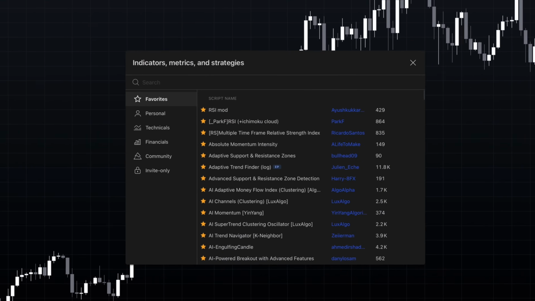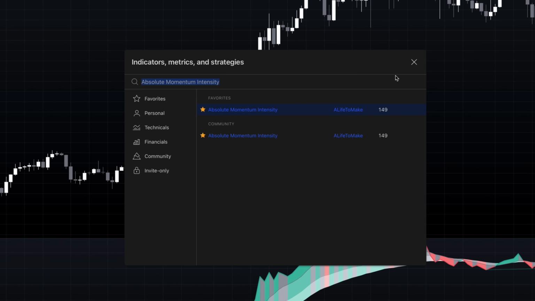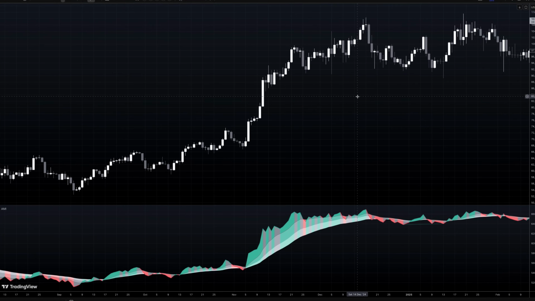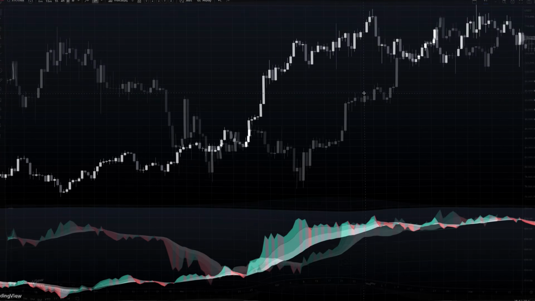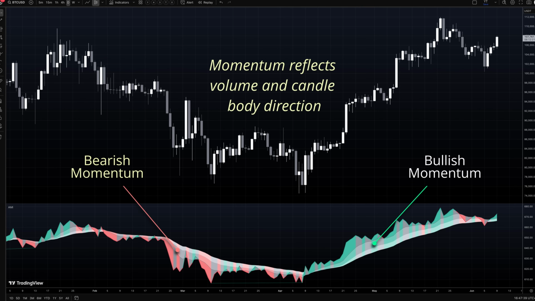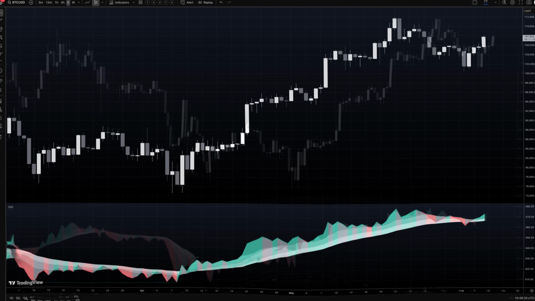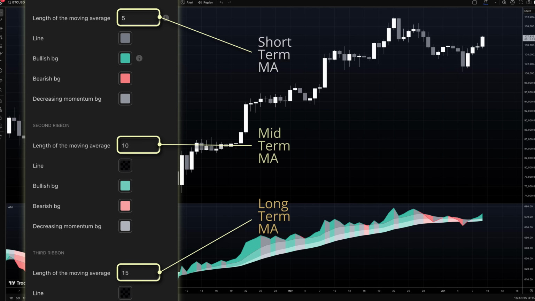Absolute Momentum Intensity V1.2 by A Life to Make blends volume-adjusted price action with directional bias to measure momentum strength and transitions. It calculates a custom momentum value by multiplying normalized volume with normalized candle body size, distinguishing bullish or bearish pressure based on candle direction. 3 layered ribbons, each a smooth moving average of this momentum, represent short, mid, and long-term trends.